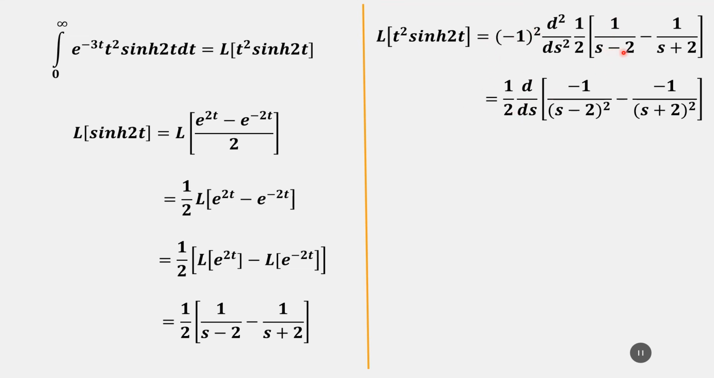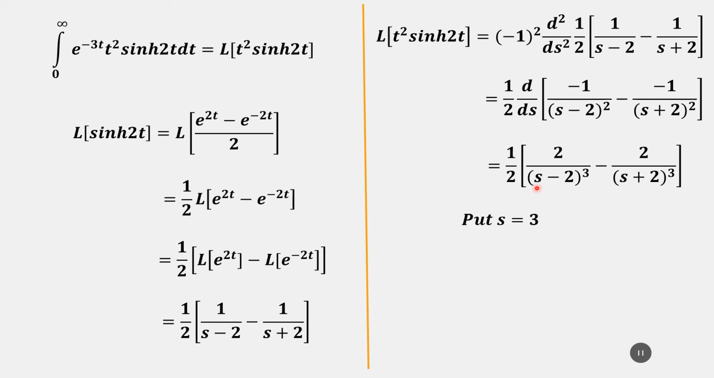Now 1 by x derivative is minus 1 by x square. Here also minus 1 by x square. Differentiating minus 1 by x square again, we will get 2 by x cube. 2 by x cube here also, 2 by x cube here also. 2 will get cancelled. Now put s is equal to 3. Putting s is equal to 3 and calculating the value of this integral.